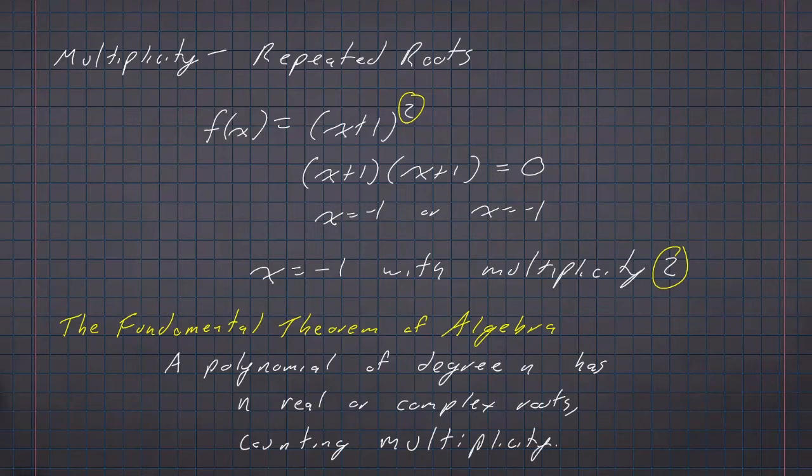The fundamental theorem of algebra states that a polynomial of degree n has n real or complex roots counting multiplicity. So when you have a repeated root, you count every time it repeats. We deal with complex roots, which we'll address in a few moments. And you can double check that you found everything by verifying that if you have a degree n polynomial, you found n roots.